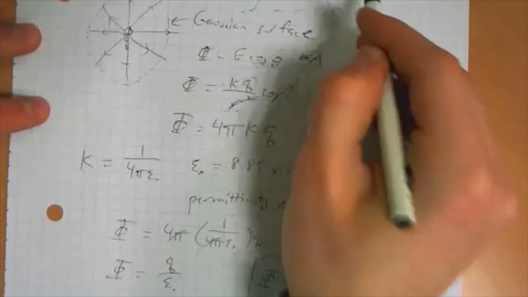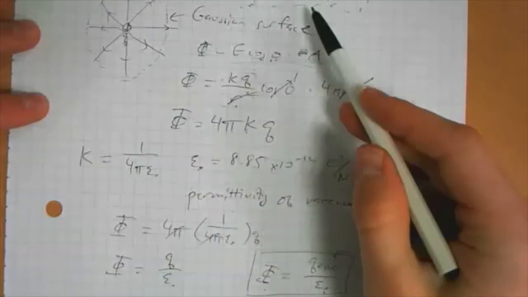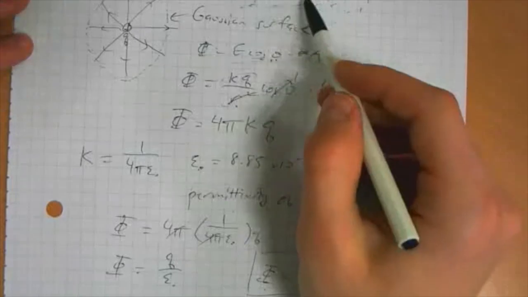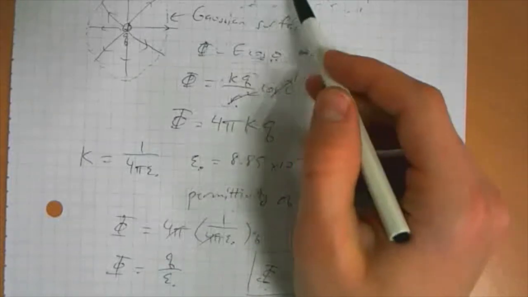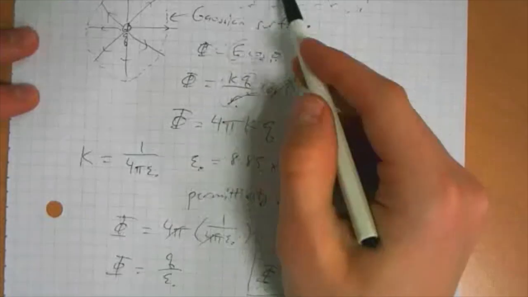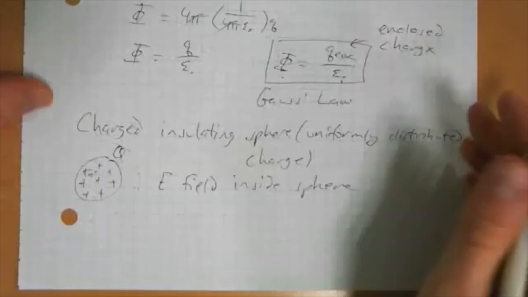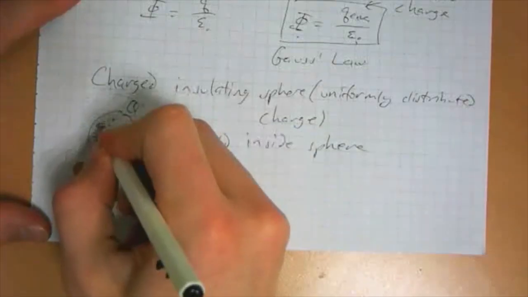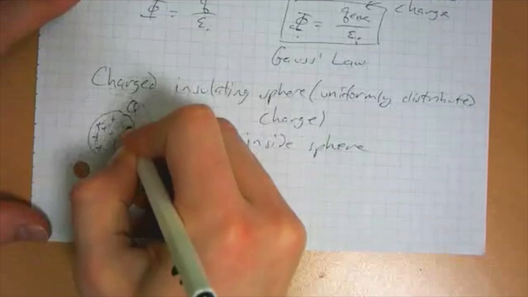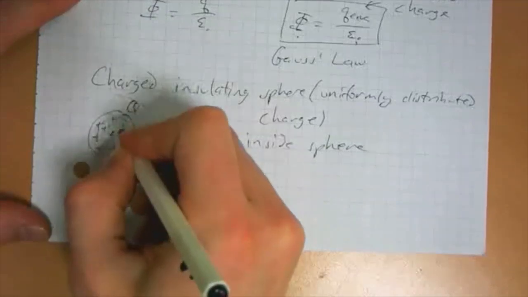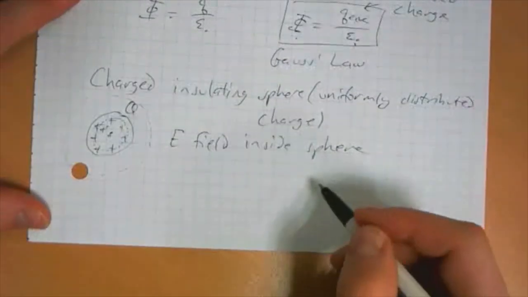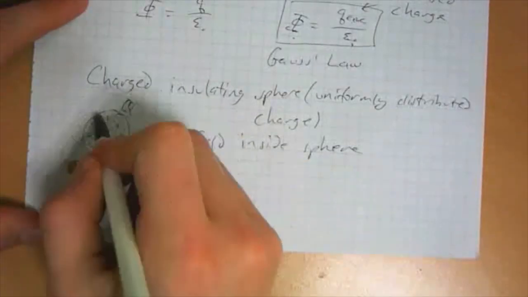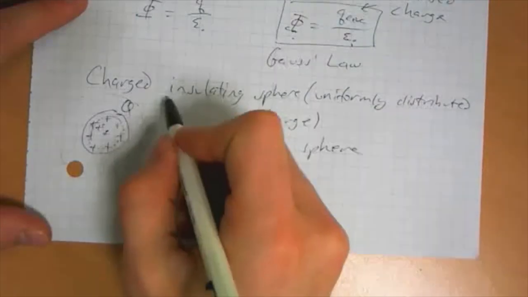Okay, so we want to pick a field where it's a lot easier to do calculations, a field where the electric field is perpendicular to the surface. So for an insulating sphere, we want to pick a sphere. But to figure out the electric field inside the sphere, we need to pick a sphere centered on the center, but with a smaller radius than this charged insulating sphere. We'll say this charged insulating sphere has a radius of capital R.